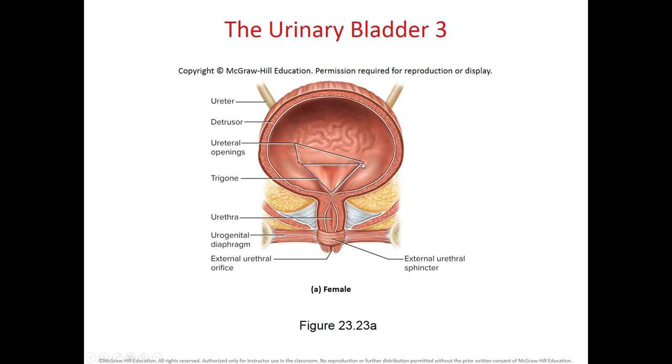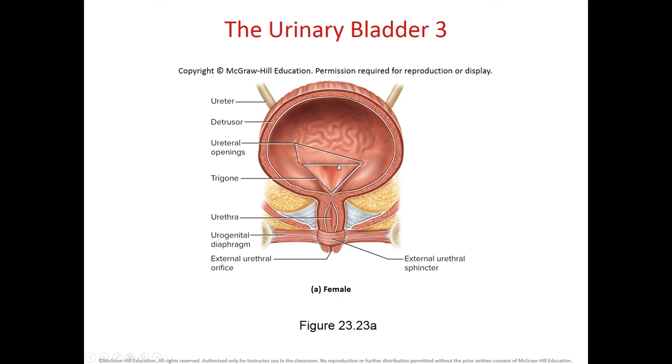And then here is the trigone. So the ureters enter posteriorly at the base of the urinary bladder. This is the neck of the urinary bladder where the opening of the urethra starts. So the space between the two openings for the ureters and the opening for the urethra is called the trigone. This is an area where you have very smooth mucosa. Why? Because you have the constant flow of urine in here.